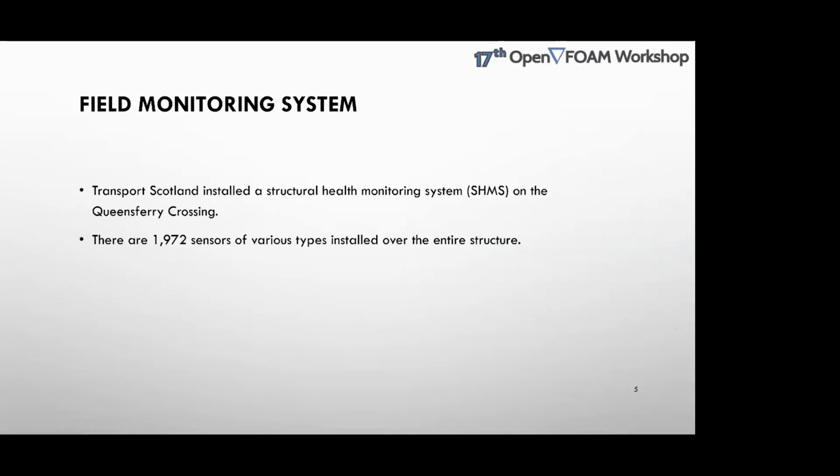So about the field monitoring system. Transport Scotland installed a structural health monitoring system on the Queensferry crossing to measure environmental actions and bridge actions. In total, there are 1972 sensors of various types installed over the entire structure. There is also an off-site monitoring system installed, which is able to remotely manage the data.